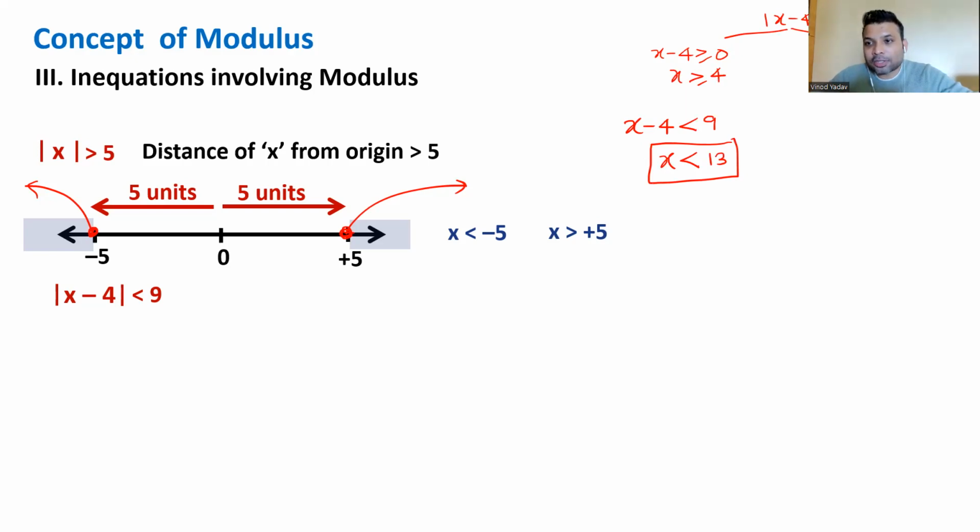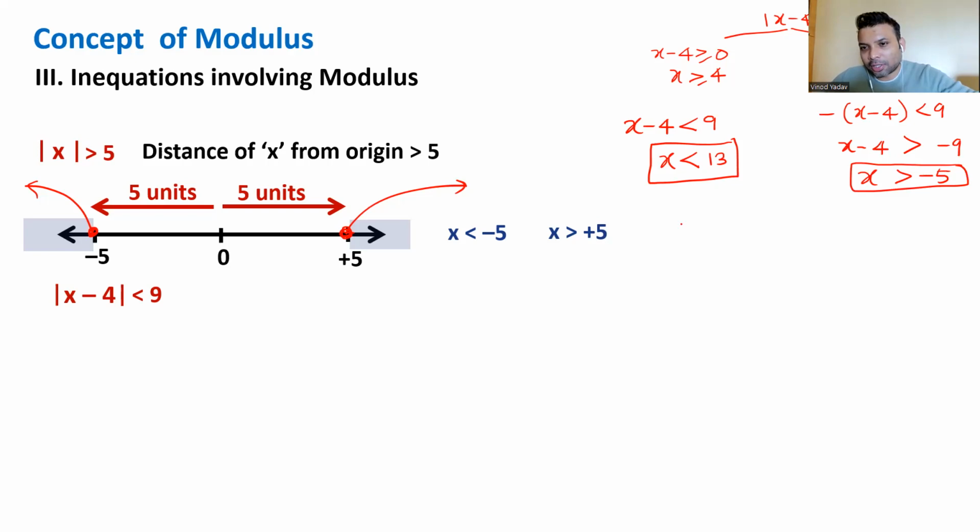When x minus 4 is negative, that is x is less than 4, then mod will open negatively. So minus of x minus 4 less than 9. Correct? That is how we have done it earlier. Multiply both sides by -1. You're multiplying by negative, so less than will become, yes, more than. Add 4. -9 plus 4, -5.